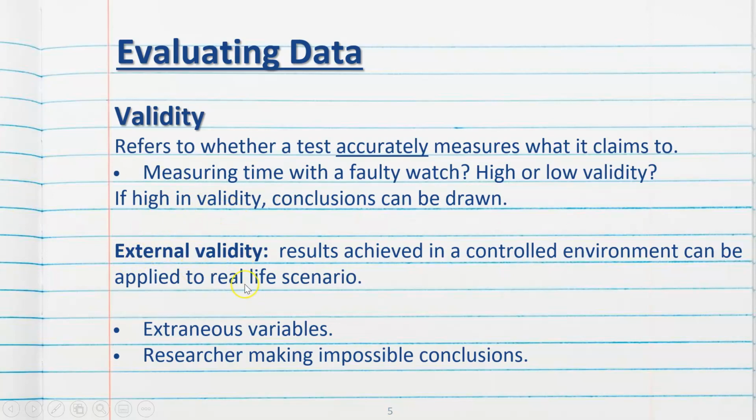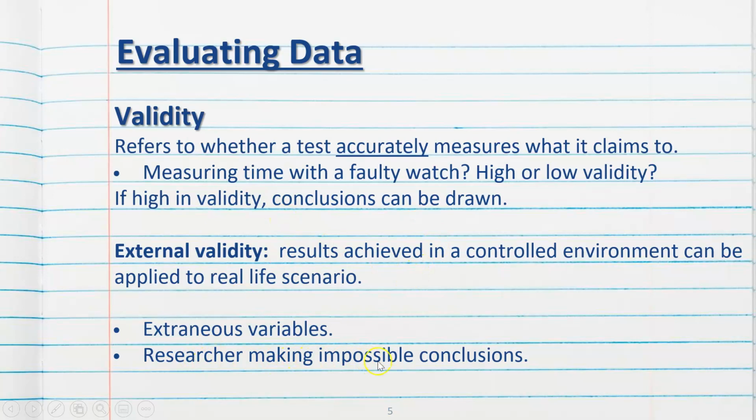Now, the main issues or the main sort of killers of validity, what reduces them greatly, are extraneous variables. So we've talked about that in a previous video. So extra variables that have the potential to replace our IV or have a negative effect on our dependent variable. So extraneous variables really can reduce our validity, which is what we don't want.